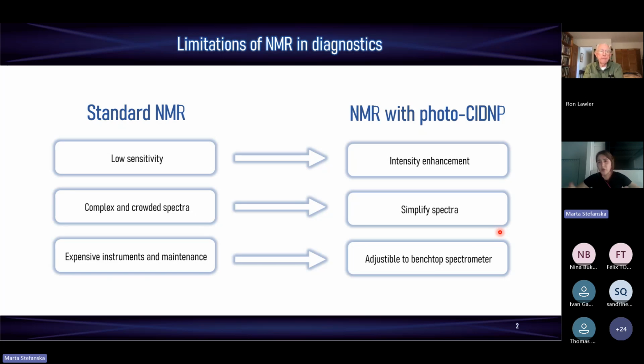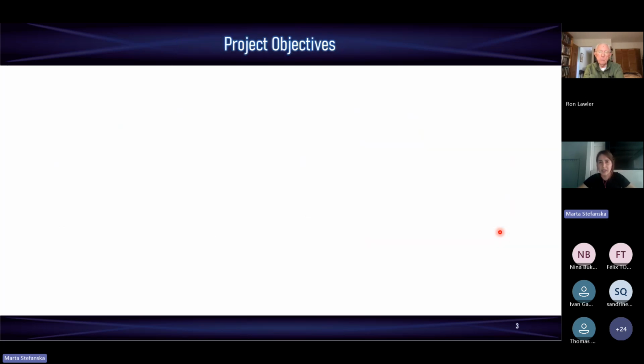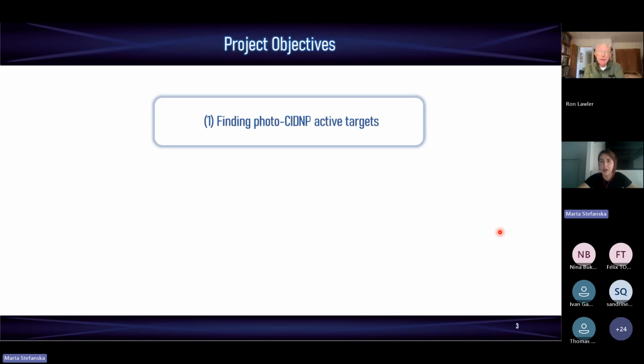So I think that I showed you that there is a lot of underlying potential in Photo-CIDNP as a diagnostic method. However, before we will be able to introduce this technique to the market as a diagnostic tool, we have to think about a few things that have to be investigated. And these are my project objectives, the things I'm going to tell you about during my talk.